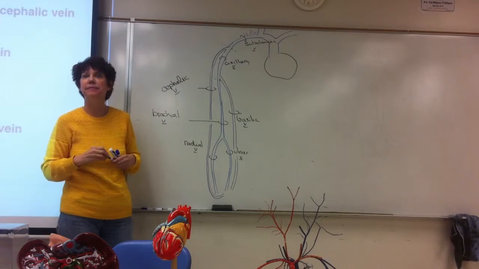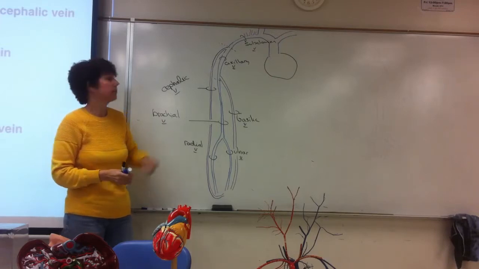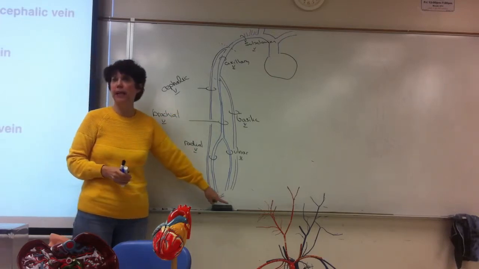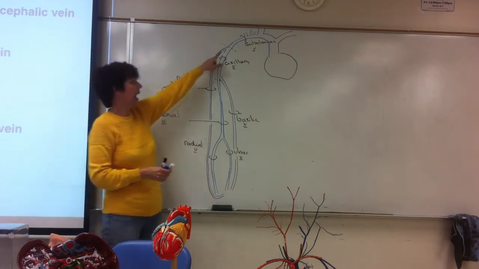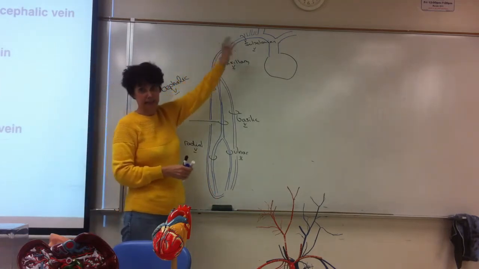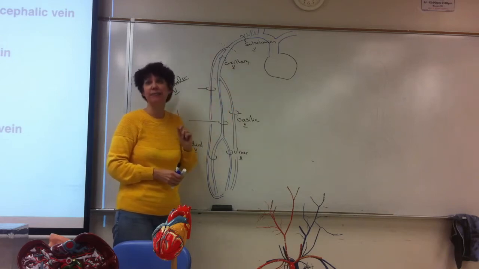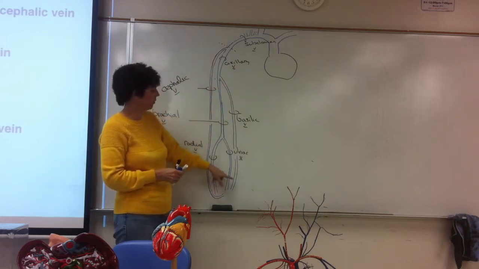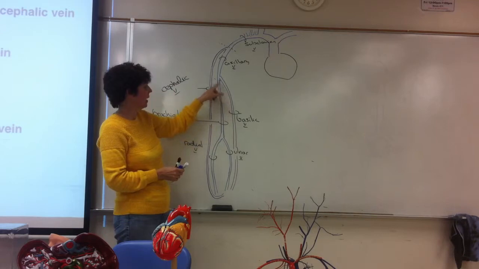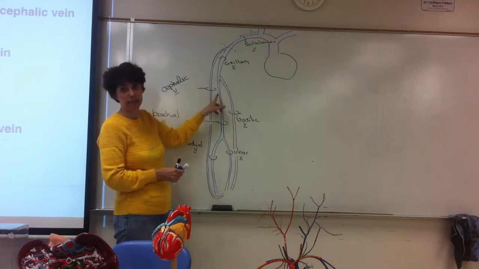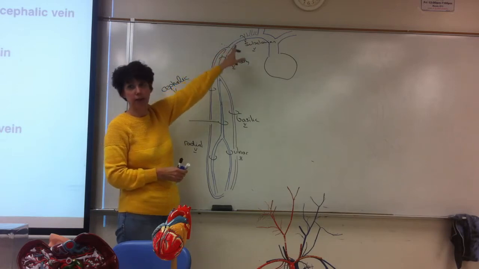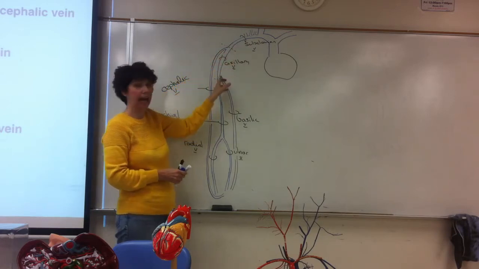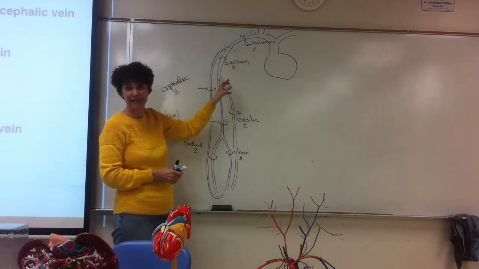So the cephalic vein empties into the axillary, right? Axillary. So if you were to trace a drop of blood from the back of the hand, you would go cephalic vein, axillary vein, and then subclavian. If you were tracing it through the basilic, you would go basilic to axillary. Basilic does not empty into brachial. They both empty into the axillary, one just before axillary ends, one just after axillary begins.